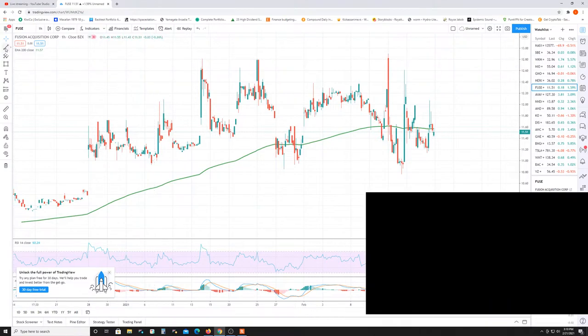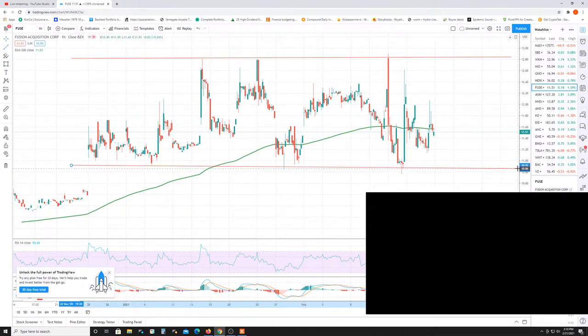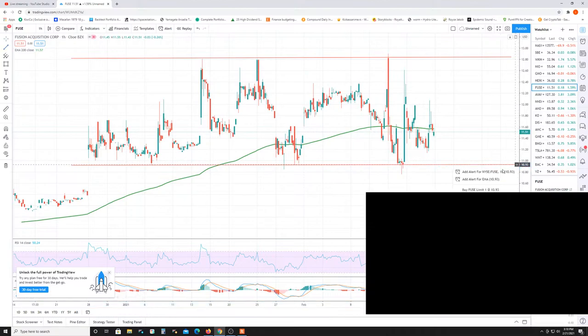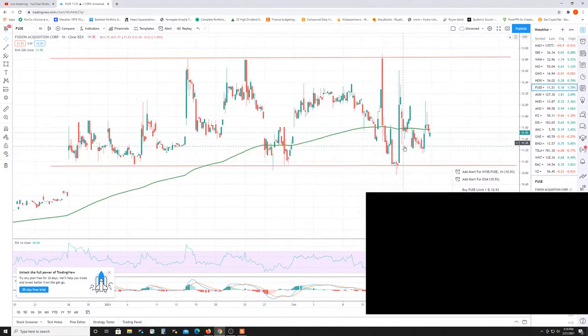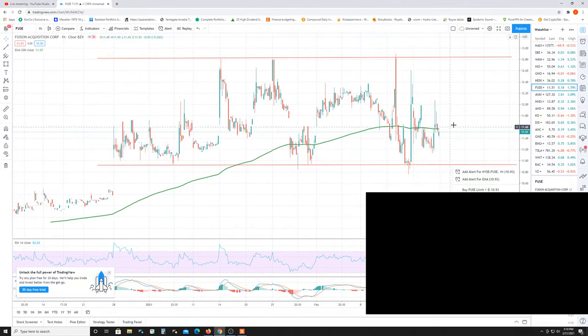Let's just draw out a line. It's just been trading in this sideways channel right here until some more news comes out from Fuse about who they're merging with. That's when we'll get a big jump in price. So picking up Fuse at around, let's see.